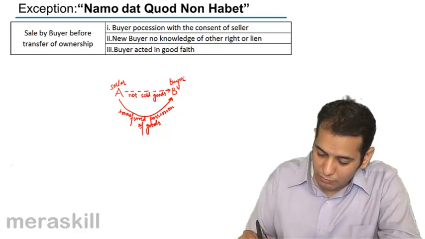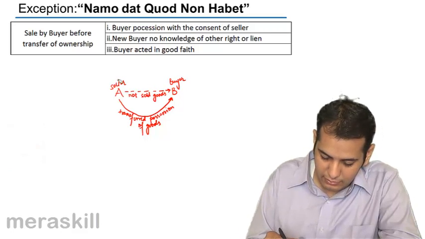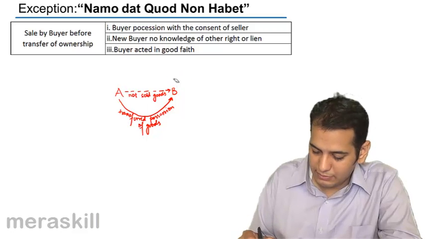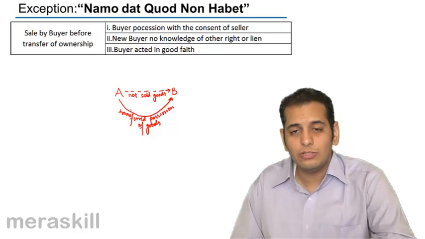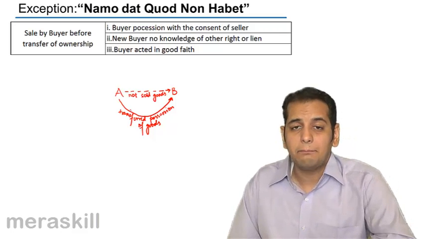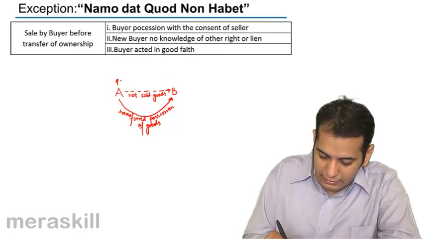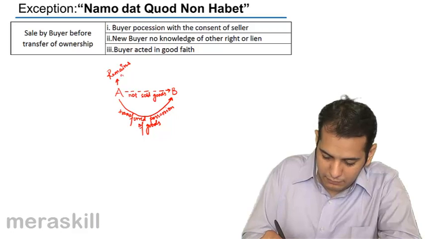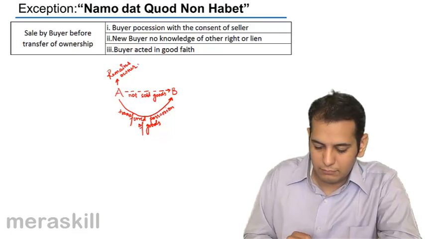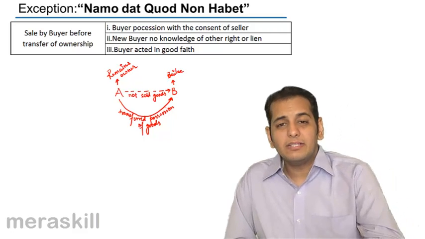But that does not make B a buyer and A a seller. So he does not become a seller, he does not become a buyer. You can see that there is only a bailor and bailee relation between A and B. He remains the owner and B comes in the position of bailee. So bailee is never an owner.